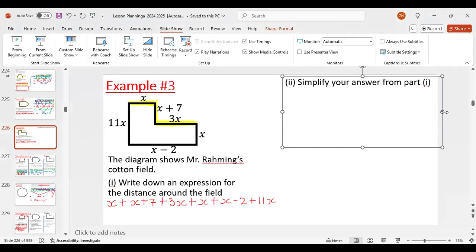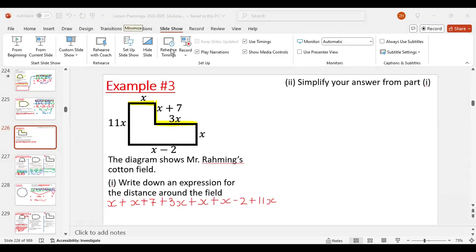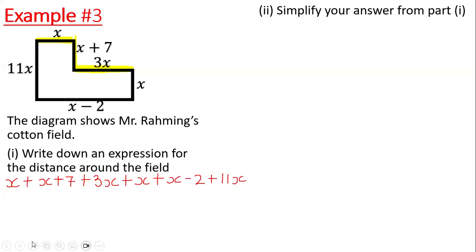Do we always add? I don't know. Your answer could be right and they could be wrong. You could be the only one right. Okay.